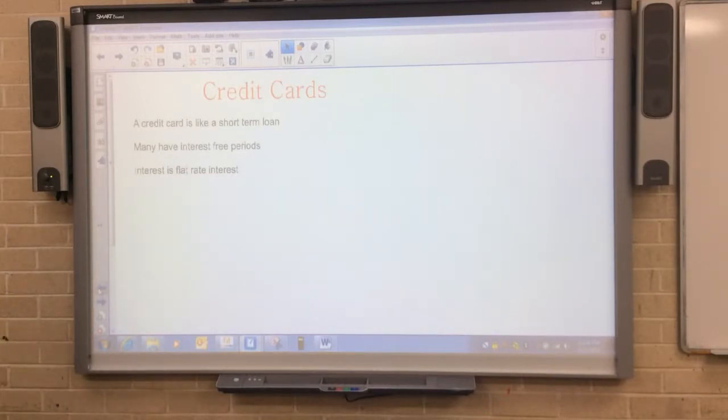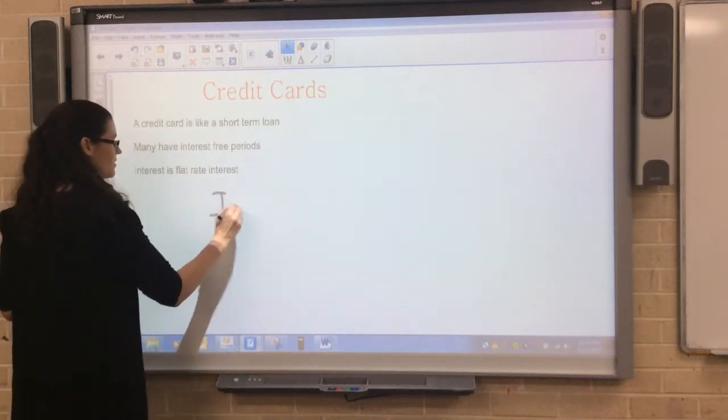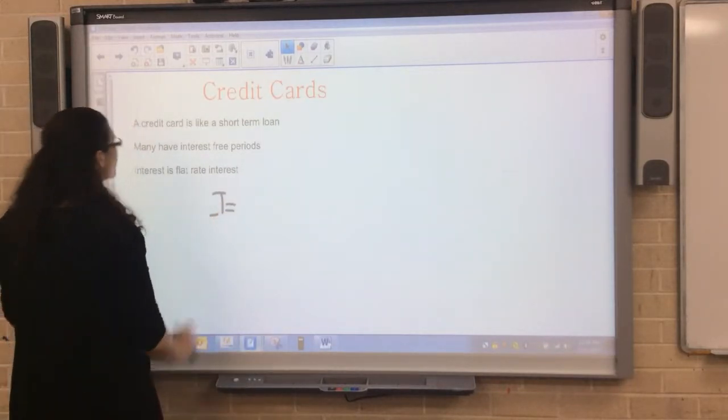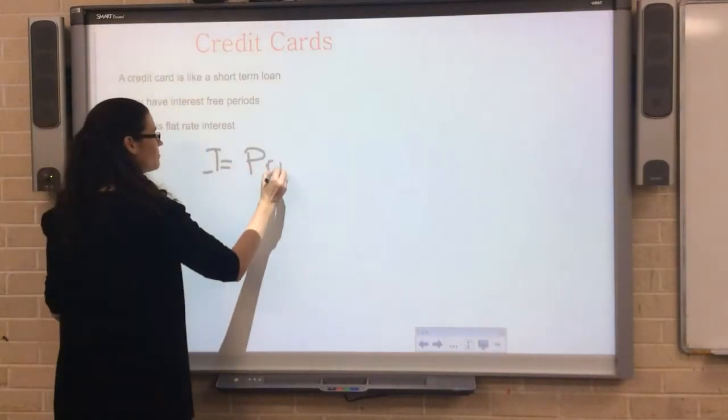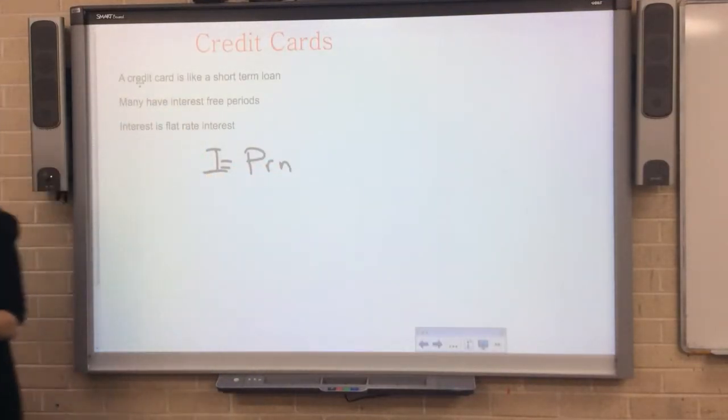What's the simple interest formula? P plus R. No, that's compound. I equals PRN. Yep. So we're going to be using that one.